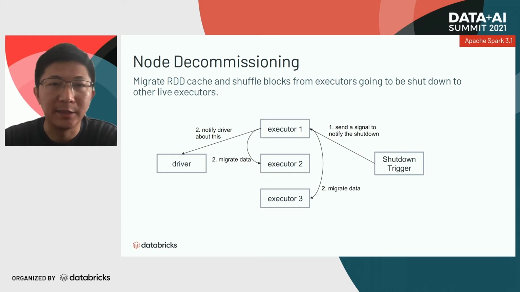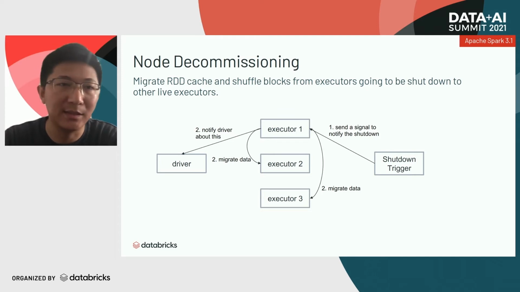Next, the executor will do two things at the same time. First, it sends a message to the driver to notify that this executor is being decommissioned. Second, it will start migrating data blocks to other live executors. So in this case, let's say we have two other executors alive in the cluster. So executor 1 will start migrating data to them.